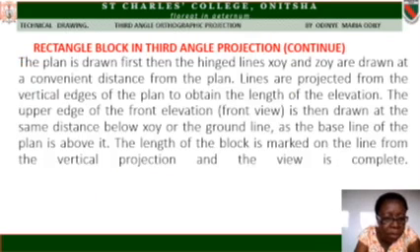For the rectangle block in third angle, the plan is drawn first. Then the hinge lines X O Y and Z O Y are drawn at a convenient distance from the plan. Lines are projected from the vertical edges of the plan to obtain the length of the elevation. The upper end of the front elevation, that is the front view, is then drawn at the same distance below X O Y, or the ground line, as the base line of the plan is above it. The length of the block is marked on the line from the vertical projections and the view is complete.